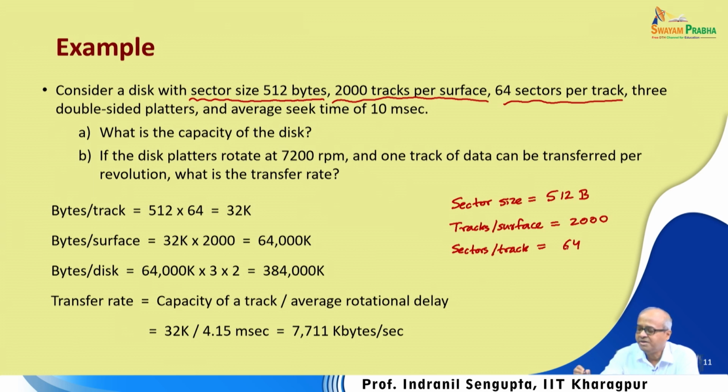And also we assume that there are 3 double sided platters. So, how many recording surfaces will be there? 6. So, the number of recording surfaces, there are 3 platters, on each platter there are 2 surfaces. So, it is 6.